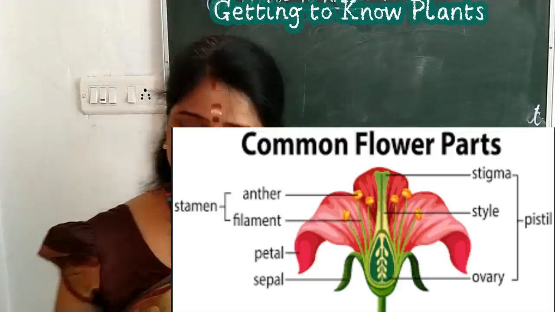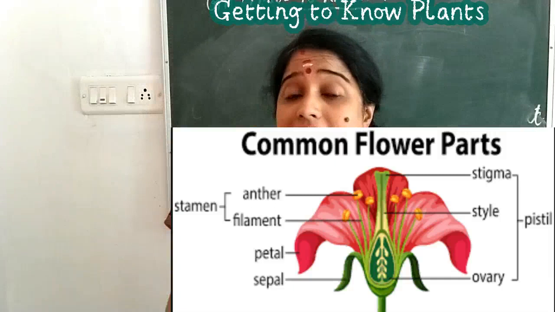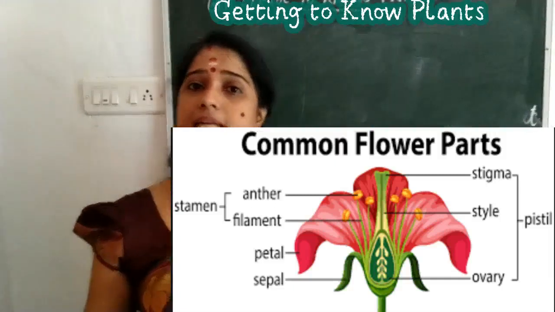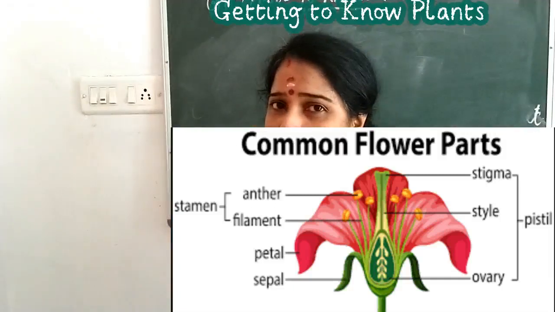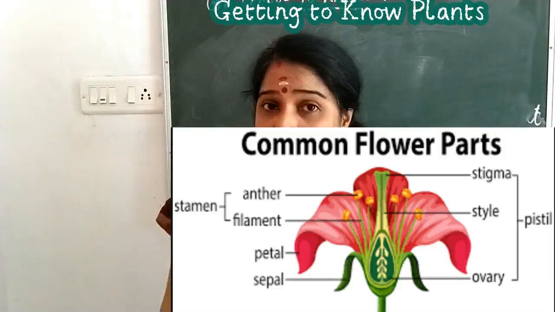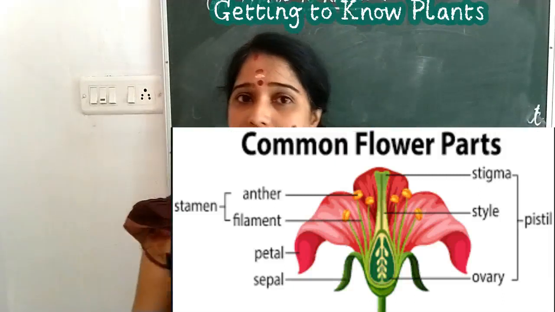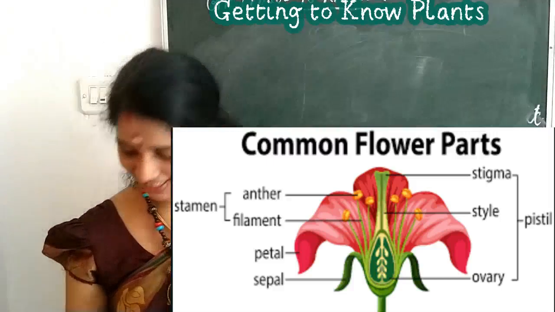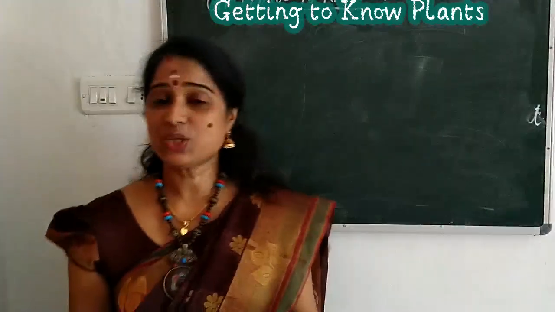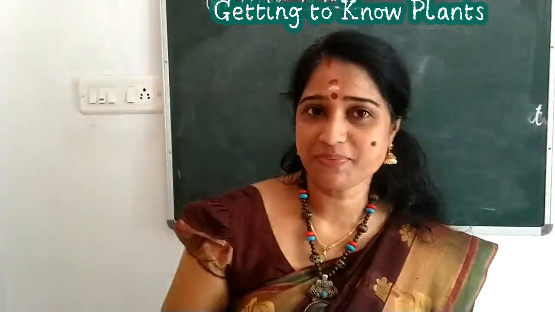Sepal, it is the green part. Pedicel is the part that gets attached to the plant. Then petal, the most attractive part of the flower. Then middle one, female structure as well as what? Male structure. So, we come to the end of this chapter.